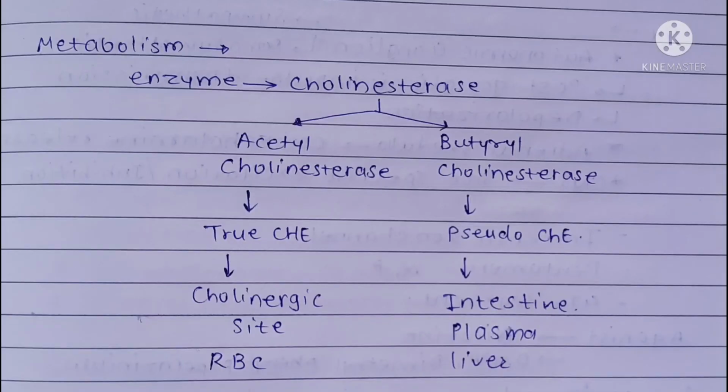Okay, let's see the metabolism of acetylcholine. It is done by the enzyme cholinesterase. Cholinesterases are of two types, acetylcholine esterase and butyrylcholine esterase. Acetylcholine esterase is true cholinesterase. It is present at cholinergic nerve endings and RBC. And butyrylcholine esterase is pseudocholinesterase. It is present in intestine, plasma and liver.